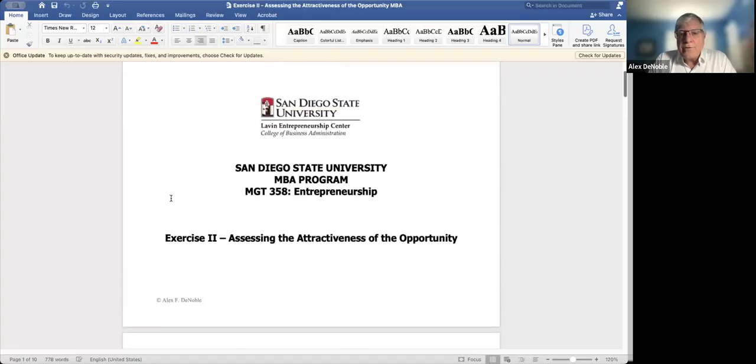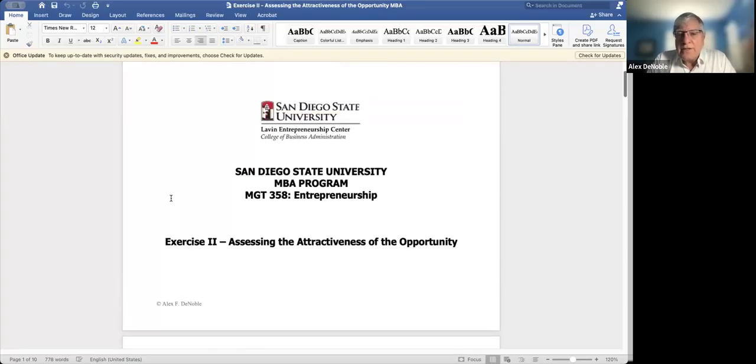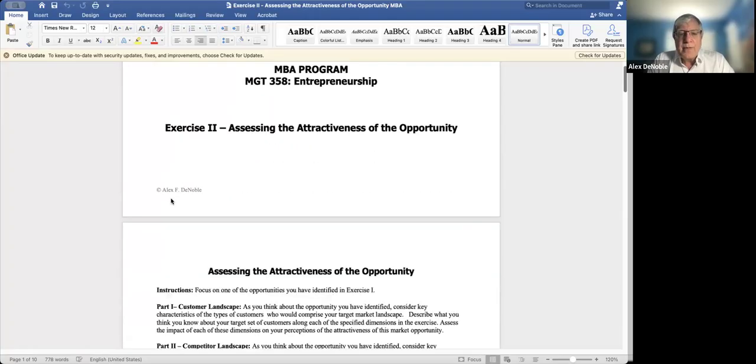So let me share screen again. And so here is exercise 2 that I call assessing the attractiveness of the opportunity. And in exercise 2, and this will be available to you on the class Canvas site, I'll put a link to it in module 4. You will find exercise 2.